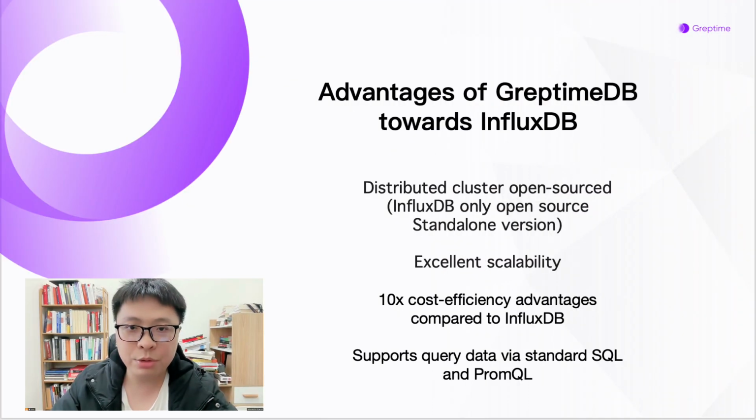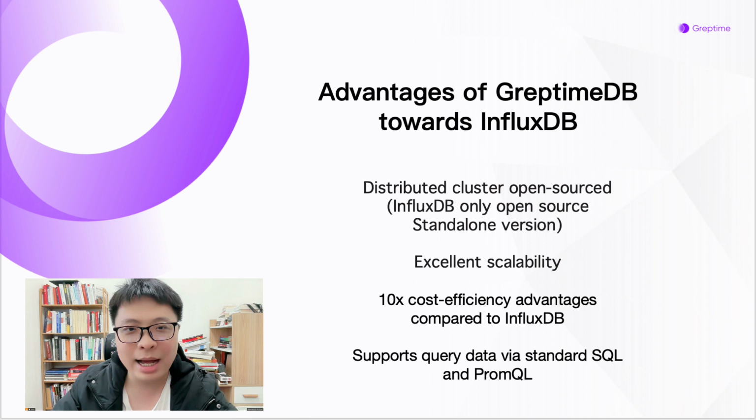So why would you want to migrate from InfluxDB to GreptimeDB? The first obvious reason is that GreptimeDB has its distributed cluster open sourced, while InfluxDB only open sourced the standalone version. So GreptimeDB can be extended to any scale, while InfluxDB OSS can only run a single node server. Another main reason is that GreptimeDB has a 10 times cost efficiency advantage compared to InfluxDB OSS and Cloud, thanks to the cloud-based elasticity and commodity storage.